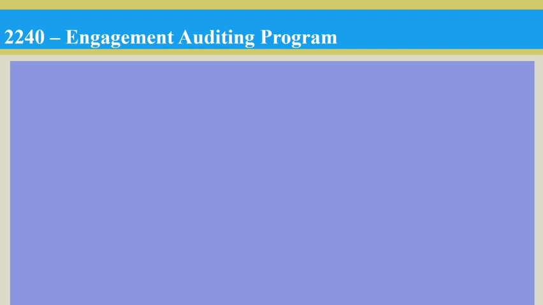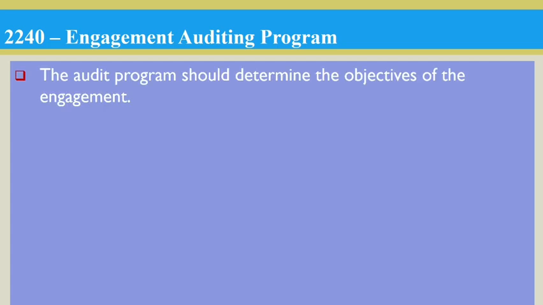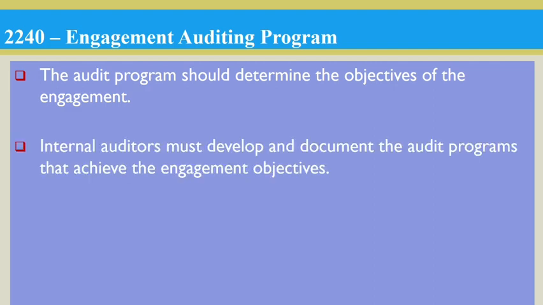2240, talking about engagement auditing program. The audit program should determine the objectives of the engagement. So in the auditing program, you have to set a number of objectives for the engagement. For example, the objective of the current engagement is to make sure that the internal control system of inventory is effective and efficient. So this is one of the objectives of the engagement.